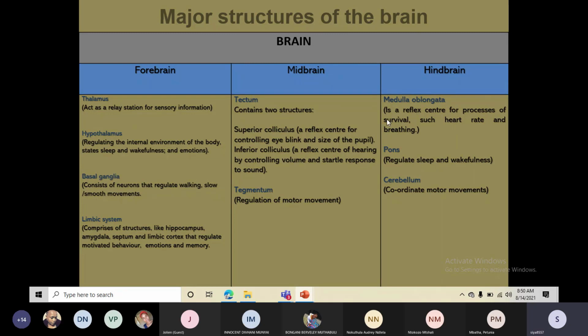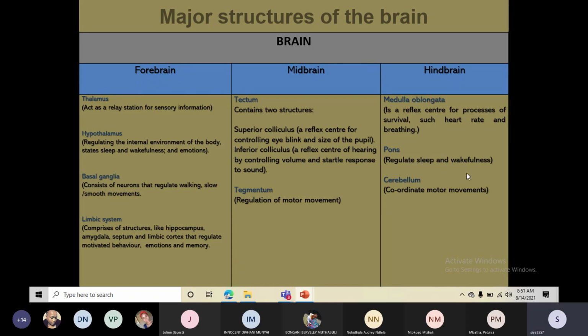The most important is the survival. In multiple choice questions, we must say which structure of the brain is for survival purposes: heart rate, breathing rate. That is medulla oblongata. Then you have pons. Pons regulate sleep and wakefulness.